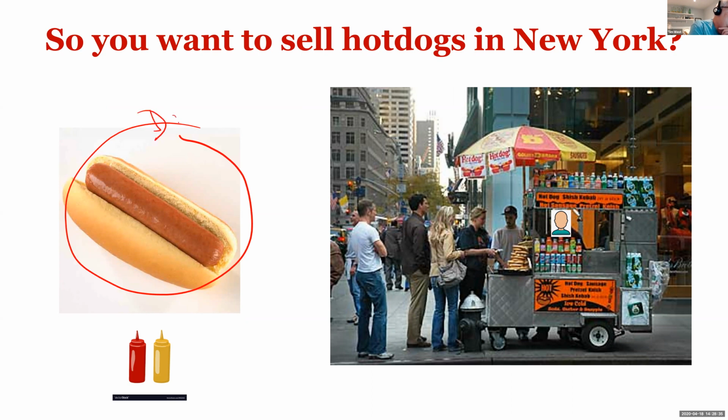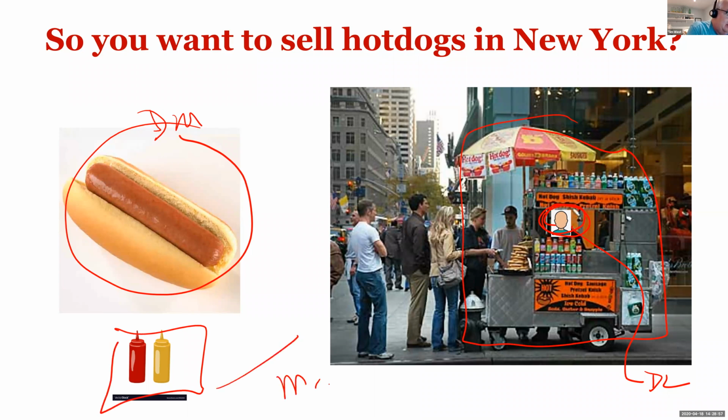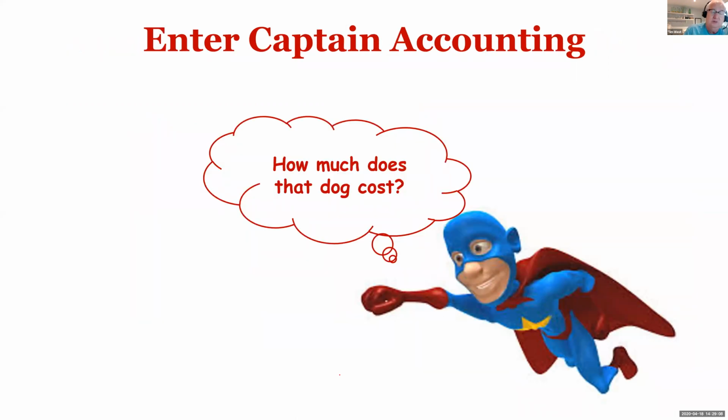And so Weston has what we would call in accounting circles direct material. That's the material in the product that Weston is actually selling. Weston over here is the direct labor part, and everything else, including the condiments, is going to be considered overhead. They're part of making the product, but you can't really see them in the product that's delivered. So ultimately the question is, as Captain Accounting would say, how much does that dog cost? So let's talk about that.